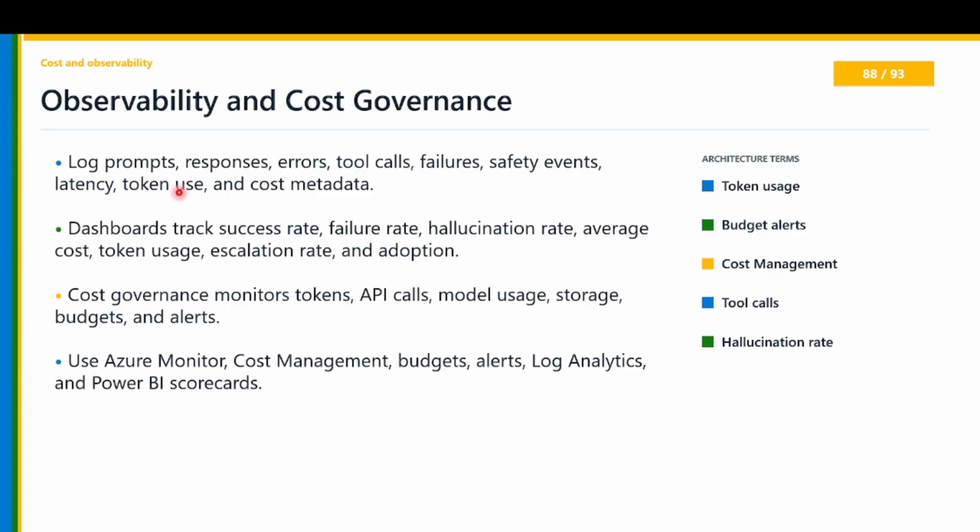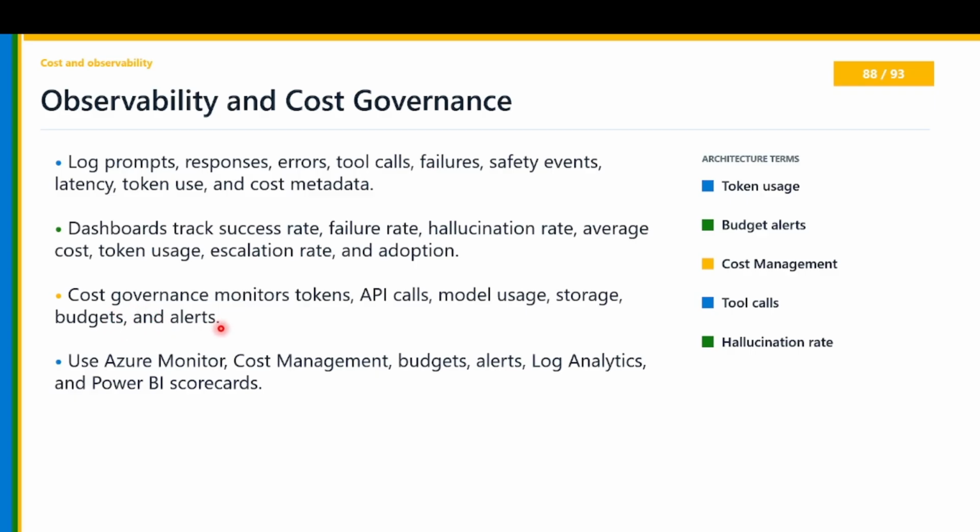Always make sure you log prompts, responses, errors, tool calls, failures, safety events, latency, token use, and cost metadata. Very important. Dashboards track success rate, failure rate, hallucination rate, average cost, token usage, escalation rate, and adoption. We've discussed this before, so we should not be wasting time on this. You can use Application Insights to collect metrics and analyze and visualize there. You can use Power BI to visualize and analyze your logs. You can use a Log Analytics workspace in Azure Monitor with KQL queries to analyze in real time.